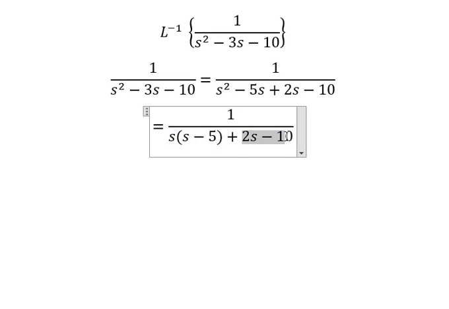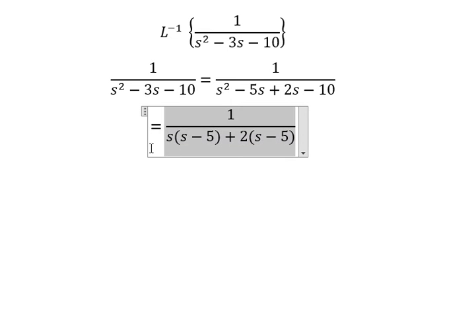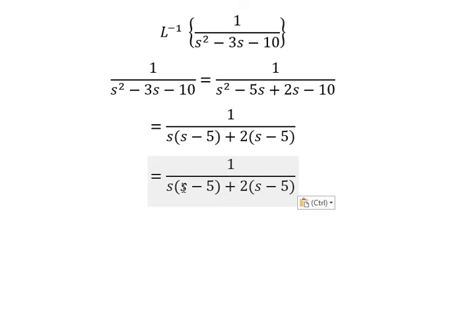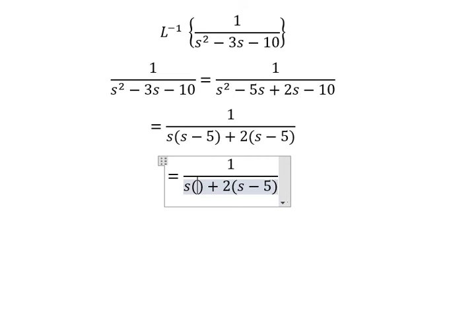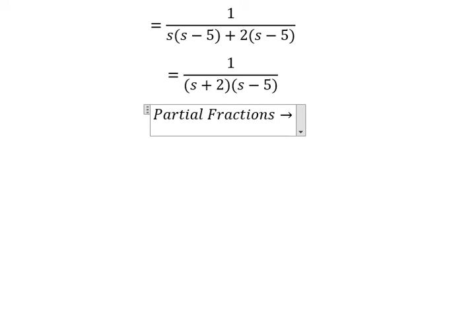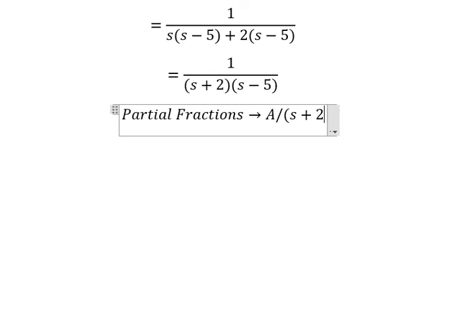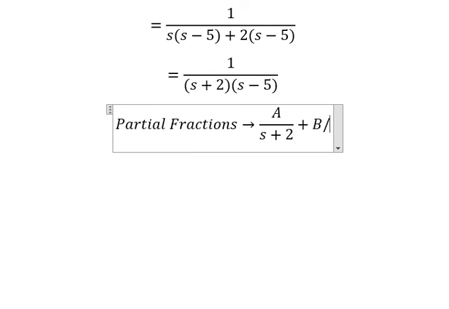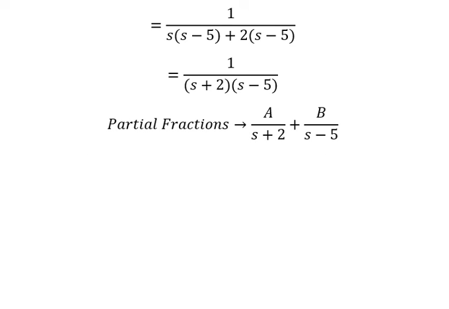This one by number 2. Next, we can do another factorization by h minus number 5. Next, I will put partial fractions. So I will put A over h plus number 2 and B over h minus number 5.